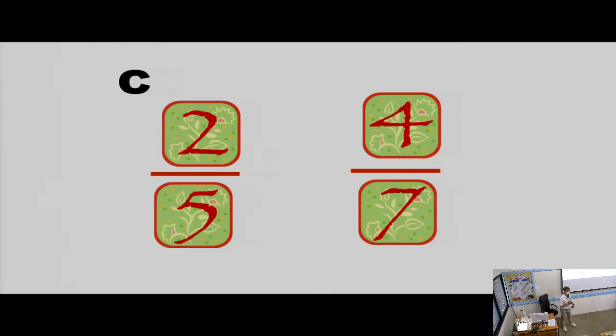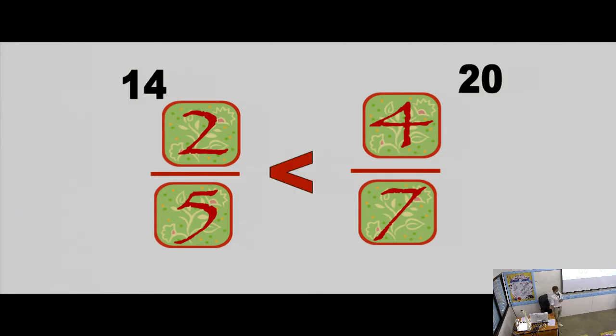How about this one? 2 over 5 and 4 over 7. What are we going to use? What symbol? The answer is? Are you sure? Sure. The answer is less than. Okay. Next.